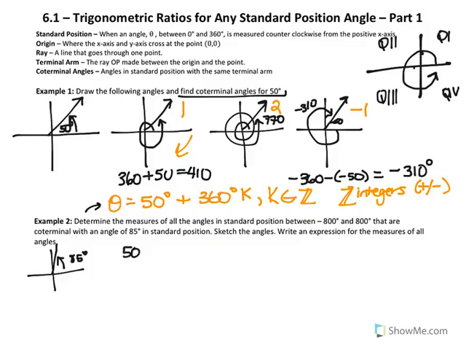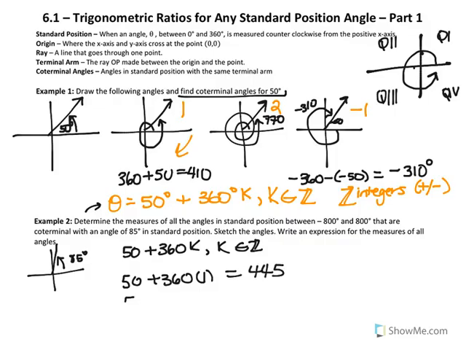So we're going to go 85 plus 360 times k, where k is an element of Z. So we're going to go 85 plus 360 times 1, which is plus one circle. And I would get 445. Let's try another one. 85 plus 360 times 2. And I would get 805. So that's too big. That's not within our domain anymore, so that is out. So we're done with positives.